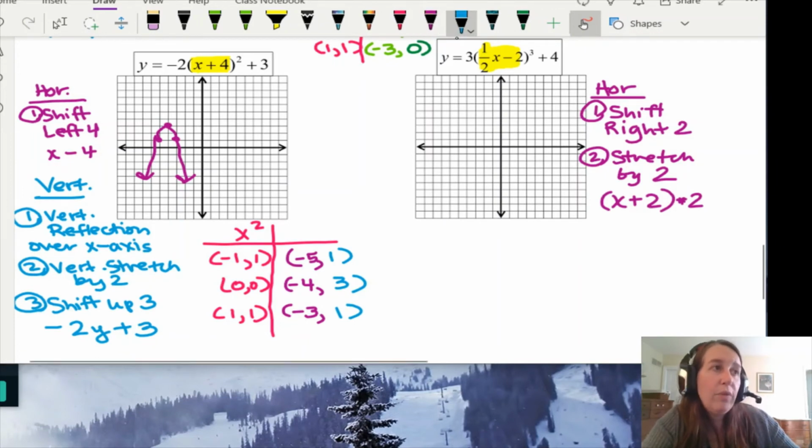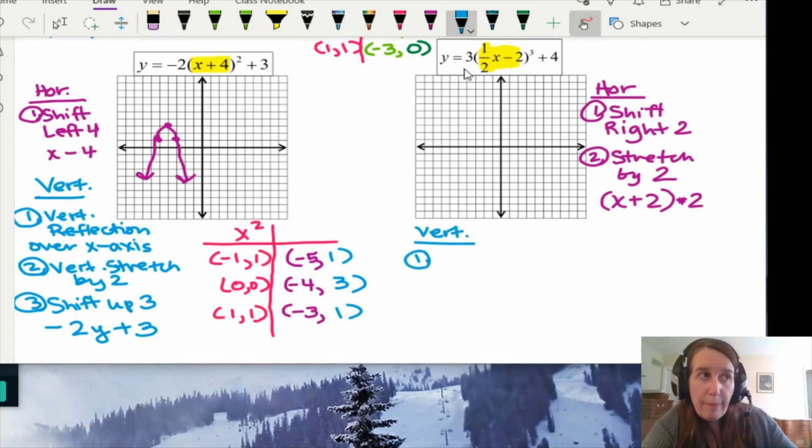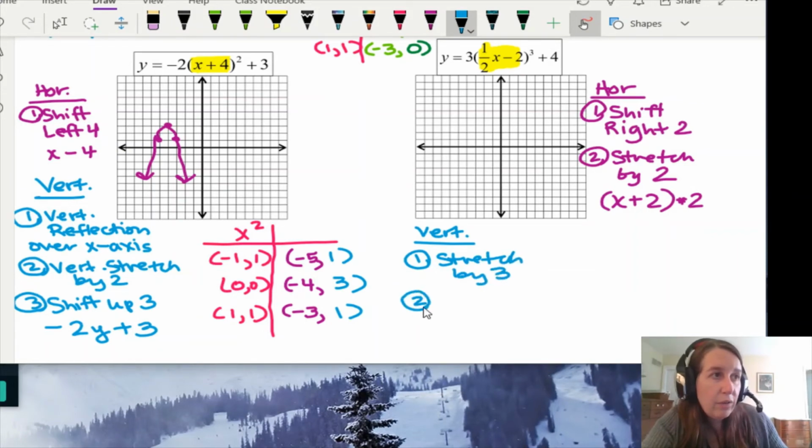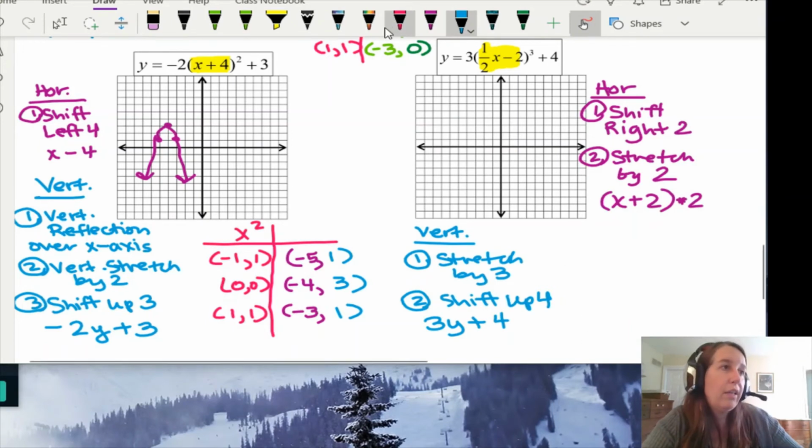In the y direction, we have the 3 and the 4. So in the verticals, we are going to multiply by 3. So that is a vertical stretch by 3. And then we have the plus 4, so that is up. That's a shift up 4. So in the y direction, we are going to do 3y plus 4. Okay, let's make our chart.